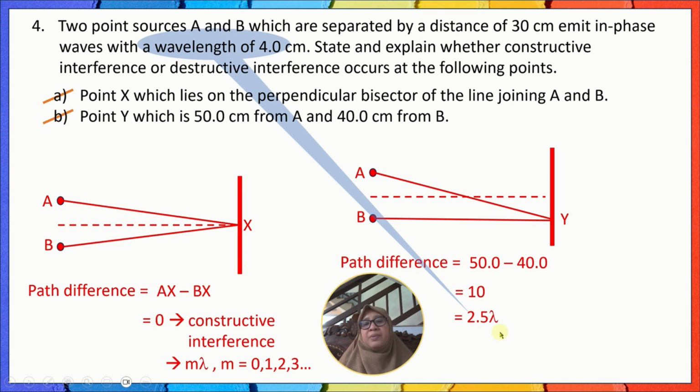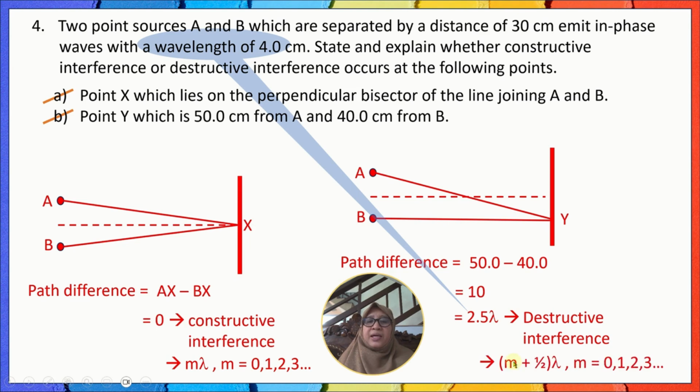So 2.5 lambda is in the order of destructive interference. Why? Because for destructive interference, we get the order as (m plus half) lambda. So 2.5 means 2 plus half lambda. So the order m is equal to 2. And the pattern that occurs at point Y is destructive interference. Okay, so that's the answer. Now we go to question 5.